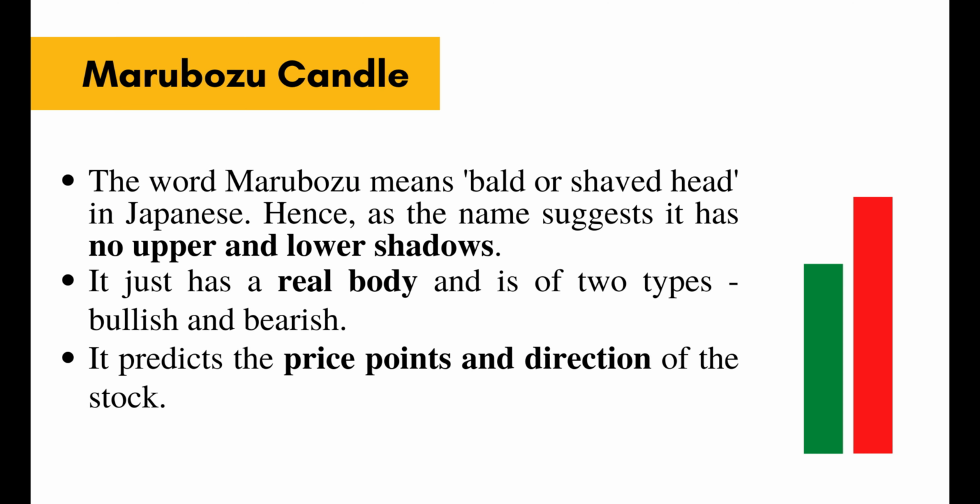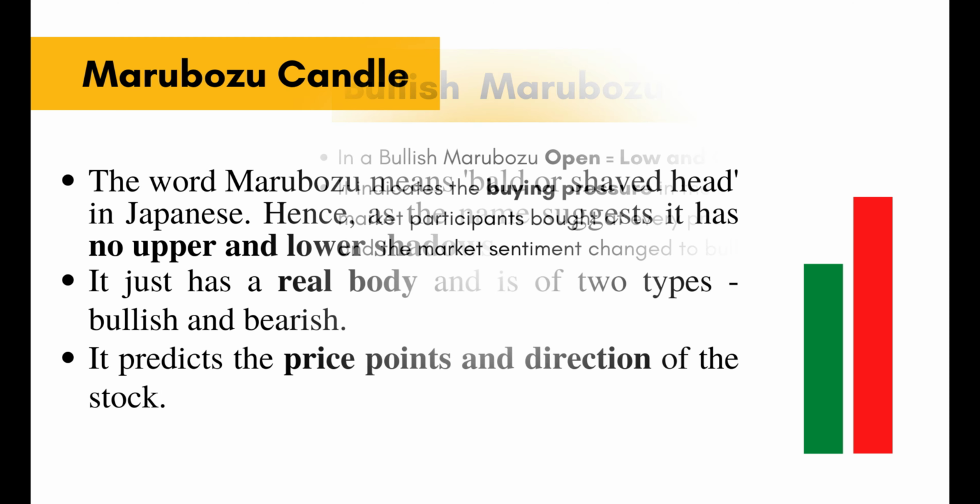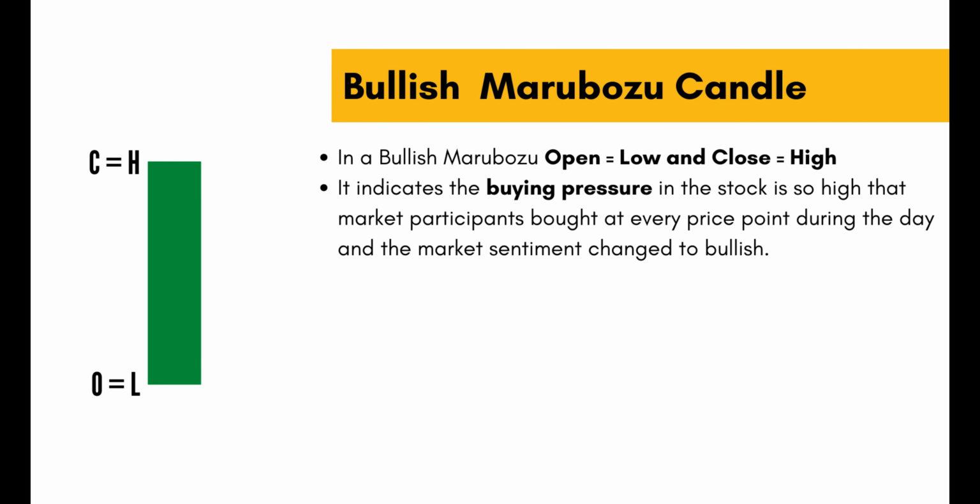And now, as I believe that you will remember all these points, let's move on to our first candlestick pattern, that is the Marubozu candle. Marubozu is a Japanese word which means bald or shaved head. Therefore this candle does not have any shadows and just has a real body. These candles are of two types and can appear anywhere in the chart, predicting the price points and direction of the stock. In a bullish Marubozu, due to the absence of shadows, the opening price is equal to the low while the closing price equals the high. This implies the buying interest or activity in the stock is so high that the market participants bought the stock at every price point.